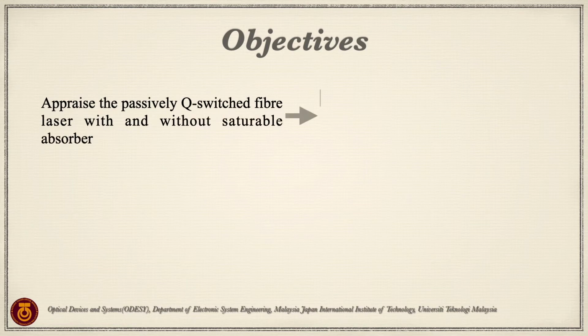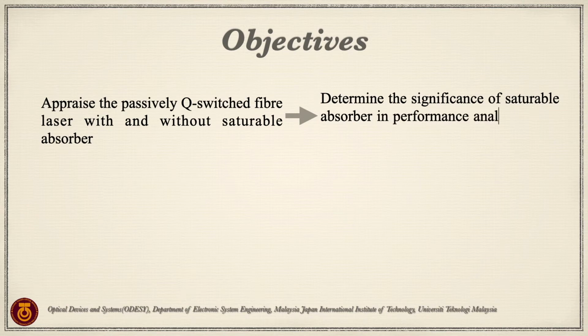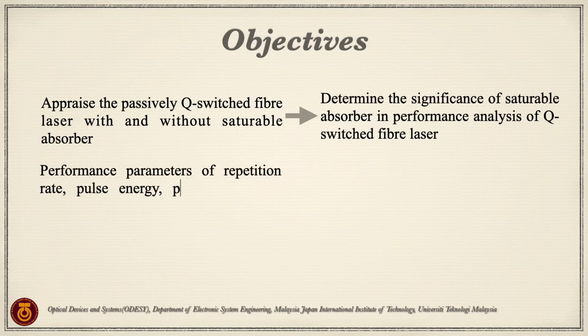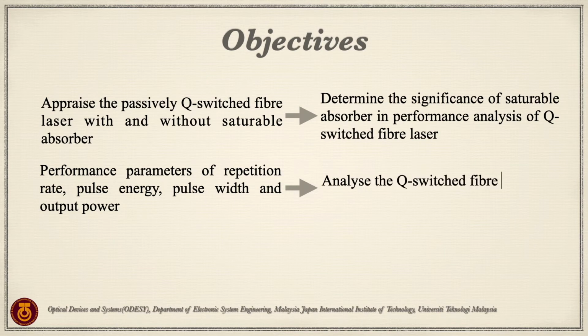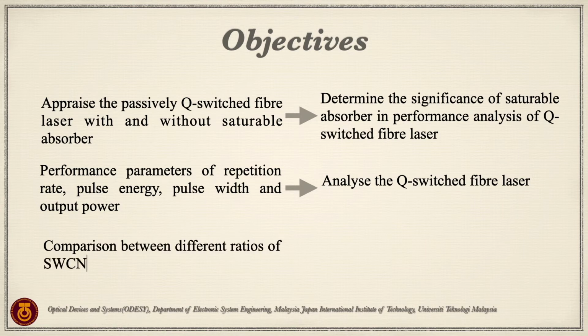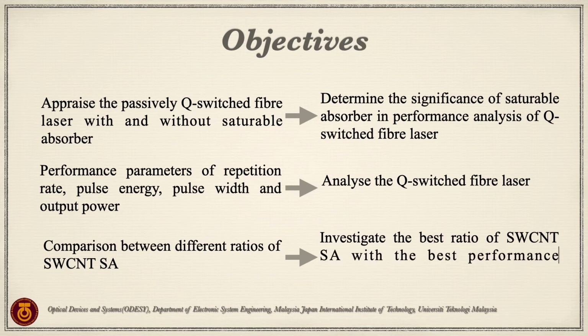The objectives of this study are to appraise the passively Q-switch fiber laser with and without a saturable absorber, to determine the significance of the saturable absorber in the performance analysis of the Q-switch fiber laser, and to analyze the Q-switch fiber laser with its performance parameters of repetition rate, pulse energy, pulse width, and output power. Also, a comparison between different ratios of SWCNT saturable absorber will be conducted through this study to investigate the best ratio with the best performance parameters.